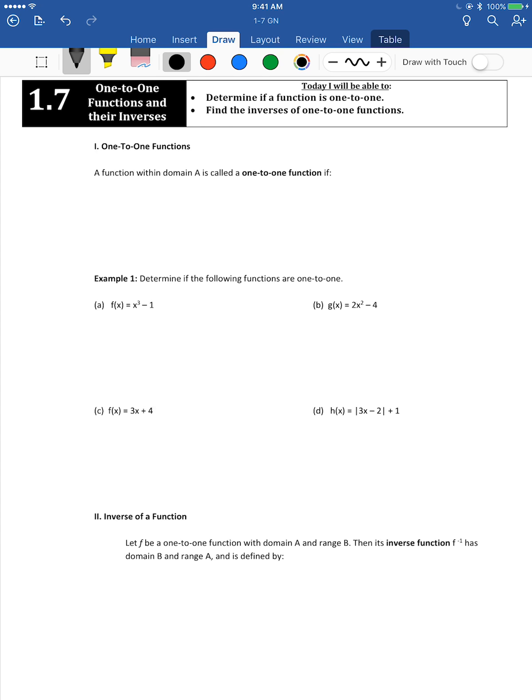We'll start with our definition. A function within domain A is called a one-to-one function if each output corresponds to exactly one input. So this should seem kind of familiar. This is similar to our definition for a function. If you'll remember, our definition for a function was that each input must have exactly one output.